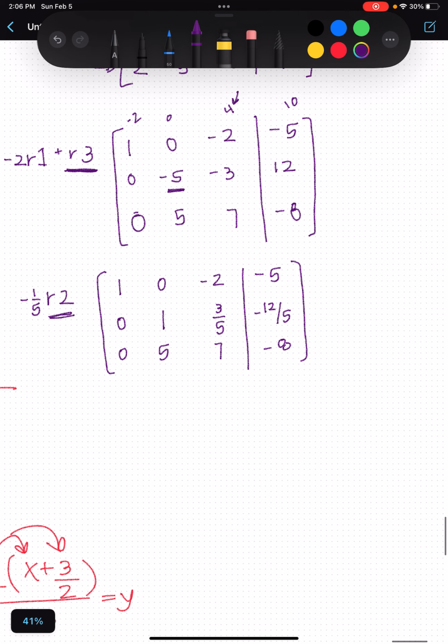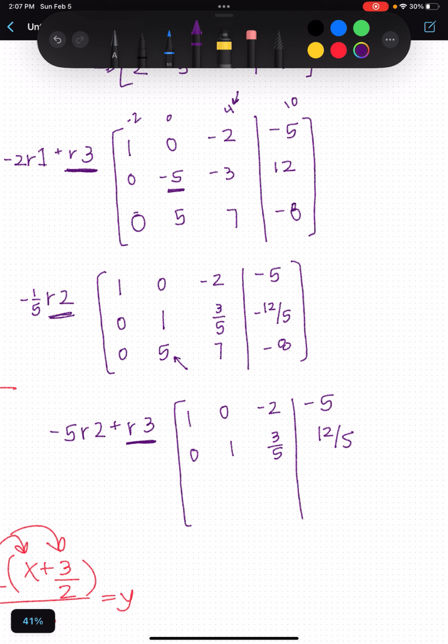Our second column is almost ready, except we need to change this 5 right here to be a 0. So the way that we're going to do that is we're going to say -5 times row 2 plus row 3. And we're only changing row 3. So I'm going to rewrite rows 1 and 2. Sorry, I forgot to draw that line. Okay, and then -5 times row 2, I'm going to just write them up right here.